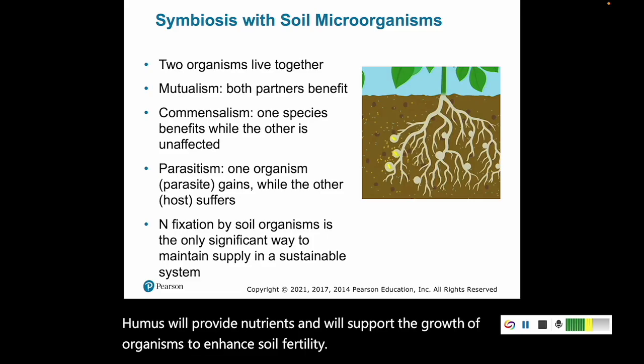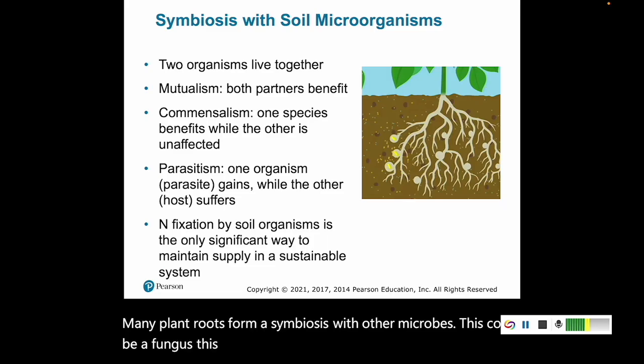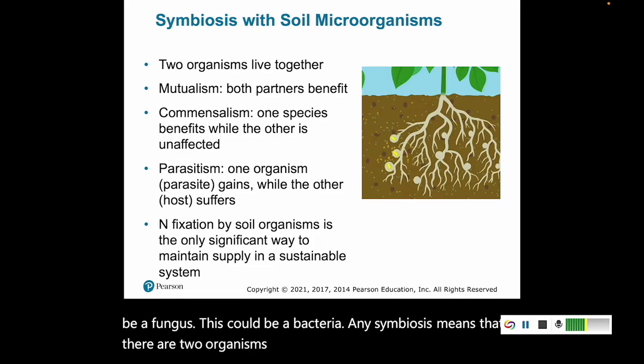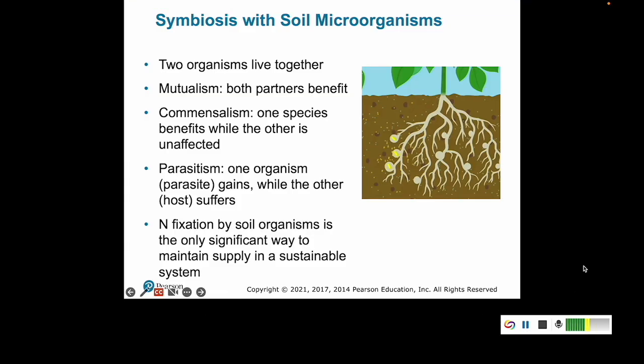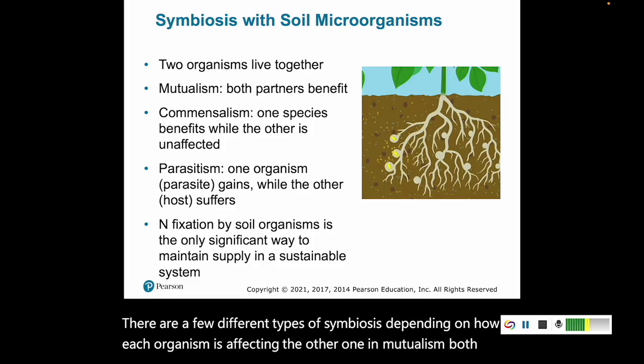Many plant roots form a symbiosis with other microbes. This could be a fungus, this could be a bacteria. Any symbiosis means that there are two organisms living together. There are a few different types of symbiosis depending on how each organism is affecting the other one. In mutualism, both partners benefit from the relationship.